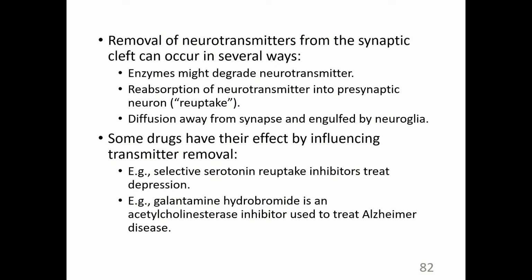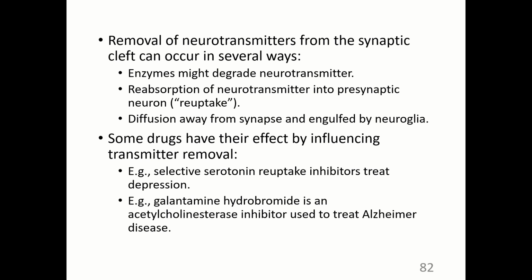Removal of neurotransmitters from the synaptic cleft can occur in several ways. Enzymes might degrade the neurotransmitter. We saw that with the acetylcholinesterase in the neuromuscular junction. Reabsorption of the neurotransmitter into the presynaptic neuron can occur, and this is called reuptake. And diffusion away from the synapse and being engulfed by a neuroglial cell, such as microglia or an astrocyte. Those are the ways that neurotransmitters can be removed from the synaptic cleft.